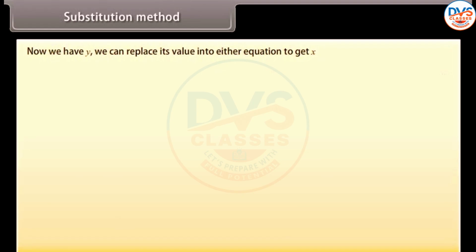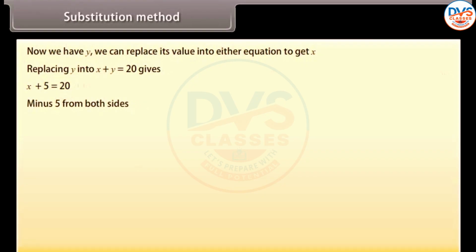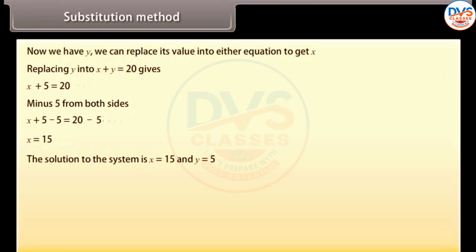Now we have y. We can replace its value into either equation to get x. Replacing y into x plus y is equal to 20 gives x plus 5 is equal to 20. Minus 5 from both sides. x plus 5 minus 5 is equal to 20 minus 5. x is equal to 15. The solution to the system is x is equal to 15 and y is equal to 5. Indeed, 15 plus 5 is equal to 20 and 15 minus 5 is equal to 10.